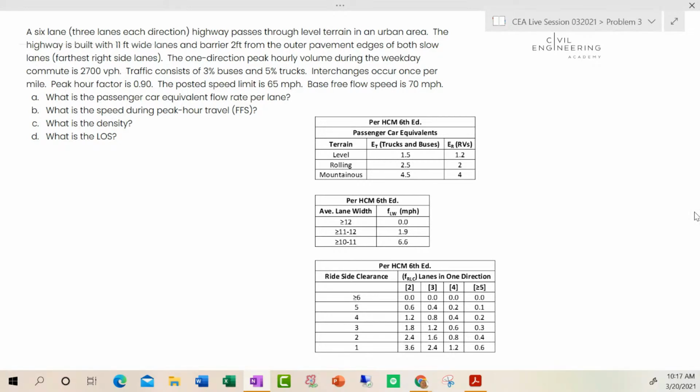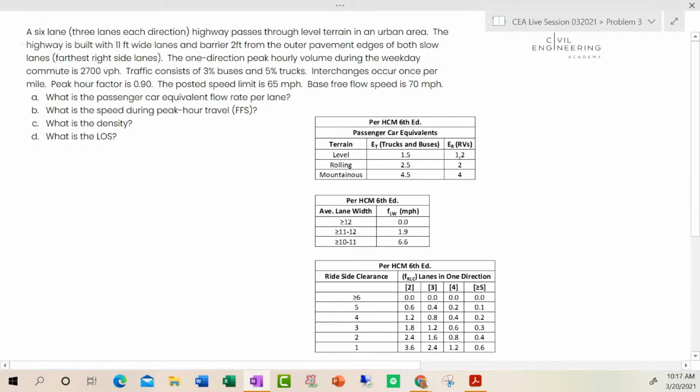But first thing we need to do is determine what the heavy vehicle factor is. So we've got traffic. It's primarily passenger cars, but we're trying to make sure that the trucks and the buses or any RVs are converted to passenger car equivalents, so that we can run it through our equations here. So for the first part, what is the passenger car equivalent flow rate per lane? We've got to factor in these trucks and these buses into the overall traffic flow.